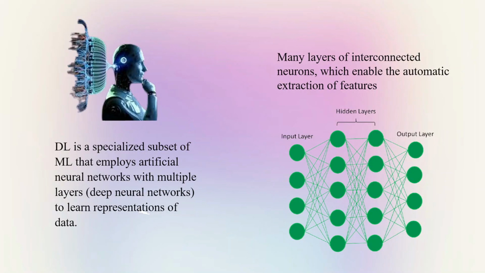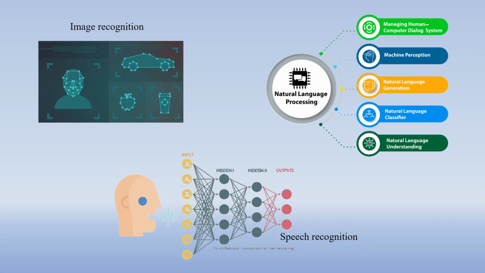Deep learning, that is DL, is a specialized subset of ML, that is machine learning, that employs artificial neural networks with multiple layers to learn representations of data. It is characterized by the use of deep architectures, typically with many layers of interconnected neurons, which enable the automatic extraction of features. DL has gained significant attention and success in recent years due to its ability to achieve state-of-the-art performance in various tasks, including image recognition, natural language processing, speech recognition, and more.